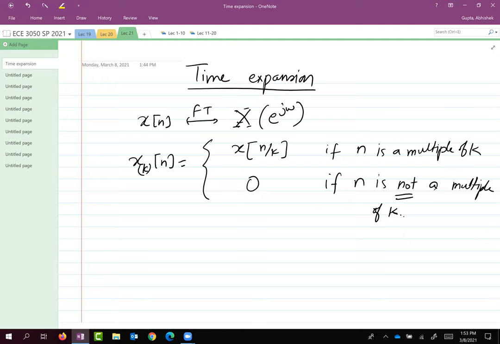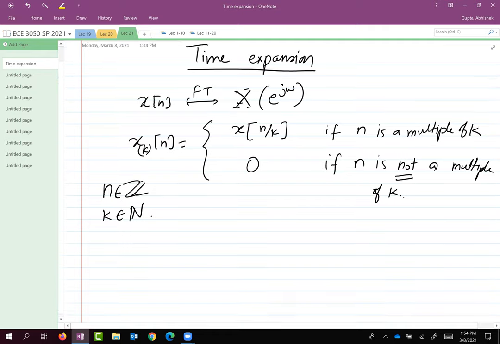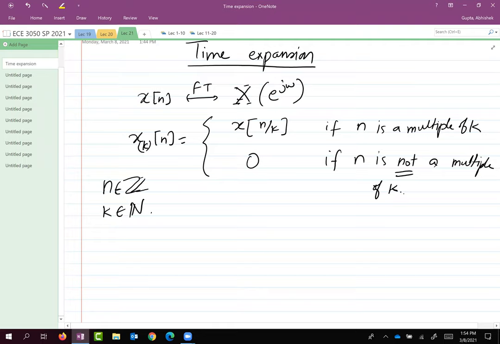I have to remind you that here n is an integer, whereas k is a natural number. So k is a positive integer, whereas n is any integer. It could take positive and negative values. Okay, so this is the time expanded version. So why is it a time expansion? Let's look at an example to make it concrete.